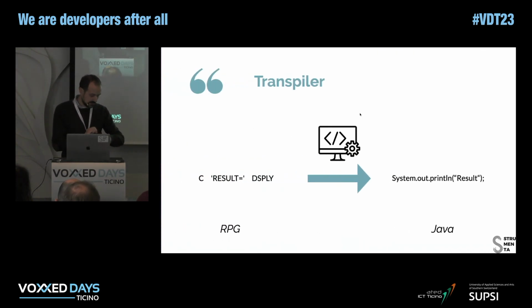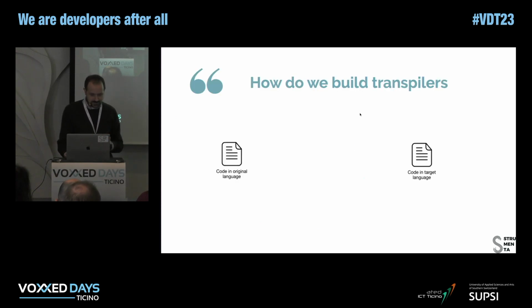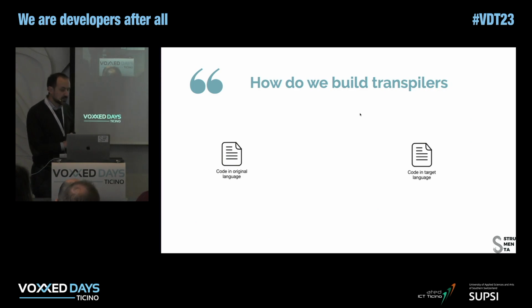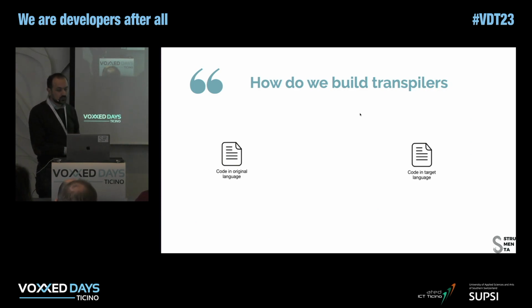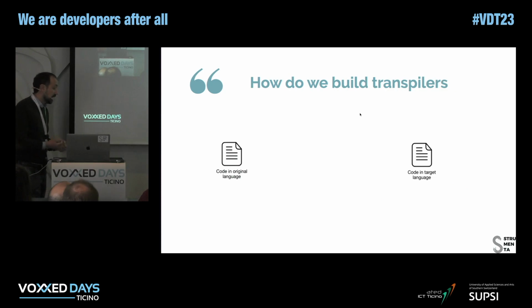Now, we have seen the demo. We have seen the transpiler running, and now we can discuss a little bit on how it works internally. So what we want to do is take the original code, which is basically a big string, and translate it to another big string, that is the code in the target language.